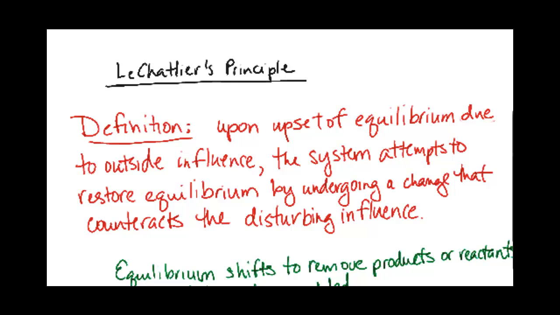Today we're going to be looking at Le Chatelier's Principle. Le Chatelier came up with a way to deal with how the equilibrium of a reaction will be affected whenever it gets upset by an outside influence. What change does it undergo to try to restore this equilibrium, if at all possible? Okay, so what are some of the changes that can occur?